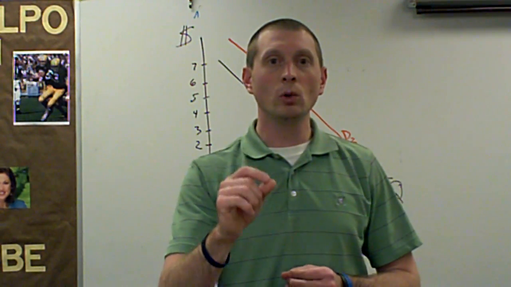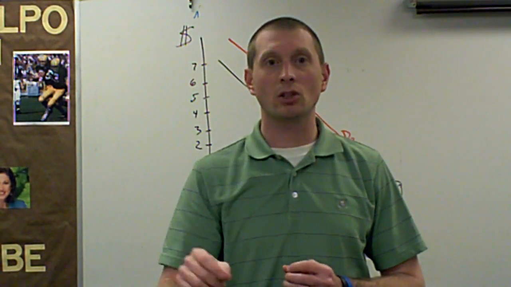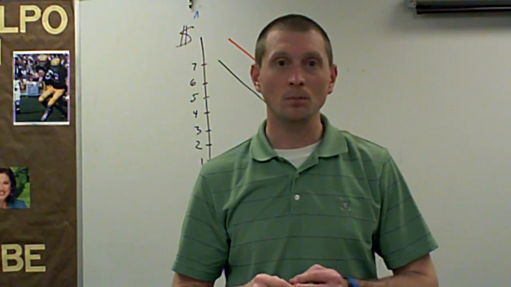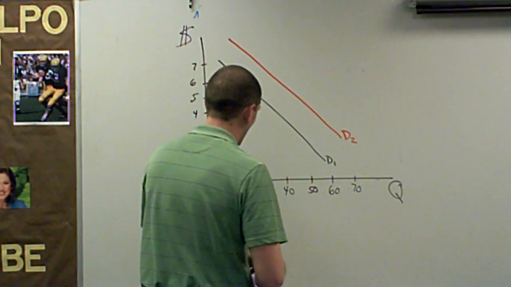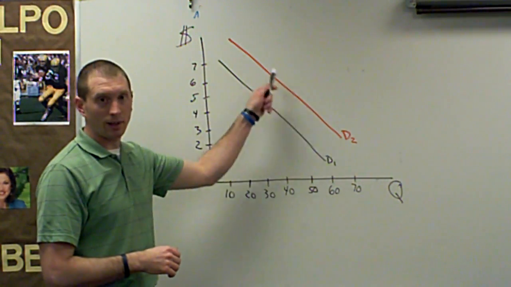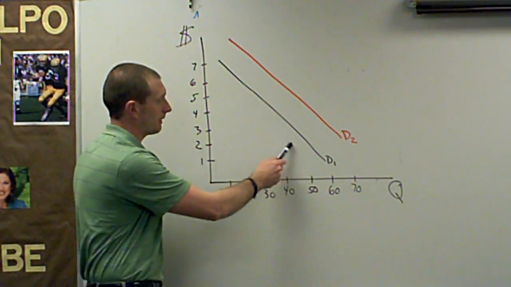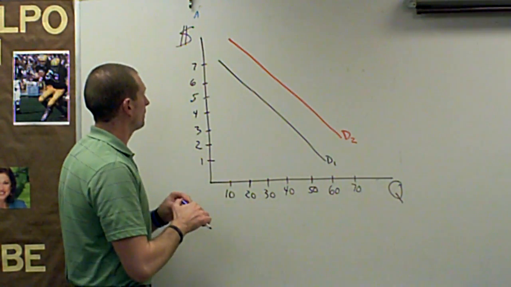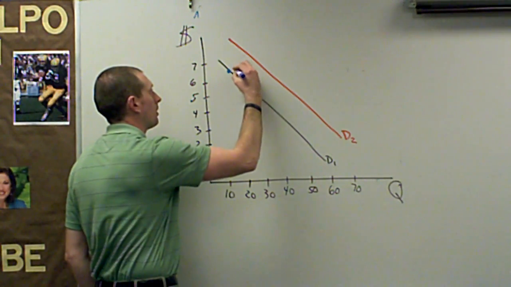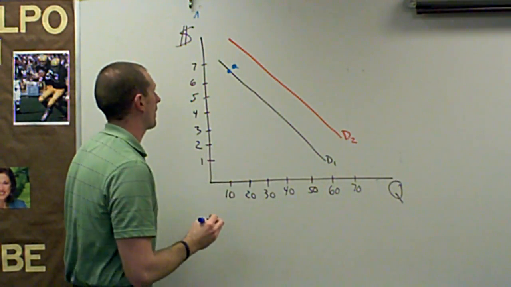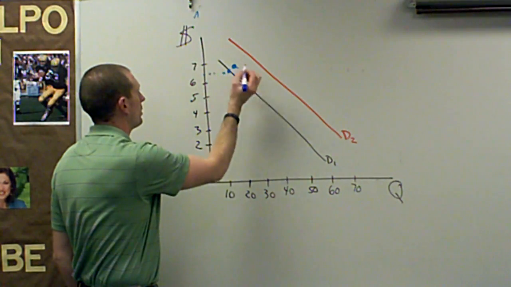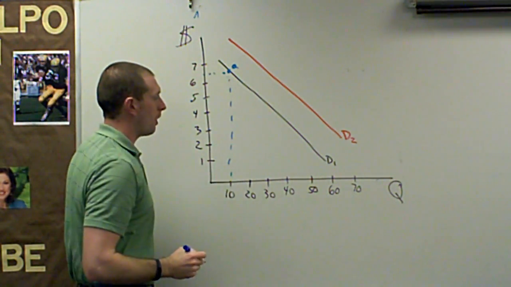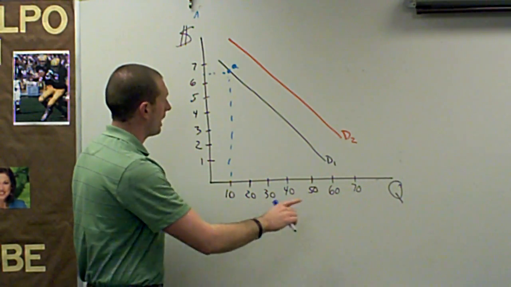I want you to look at only the black line, the black demand curve on the chart as it pertains to the law of demand. Okay, let's take a look. All right, and for now you can ignore this red line. Let's look only at the black. You'll notice here that at this point, okay, at point A, when the price is roughly $6.50, the quantity demanded is 10 units.